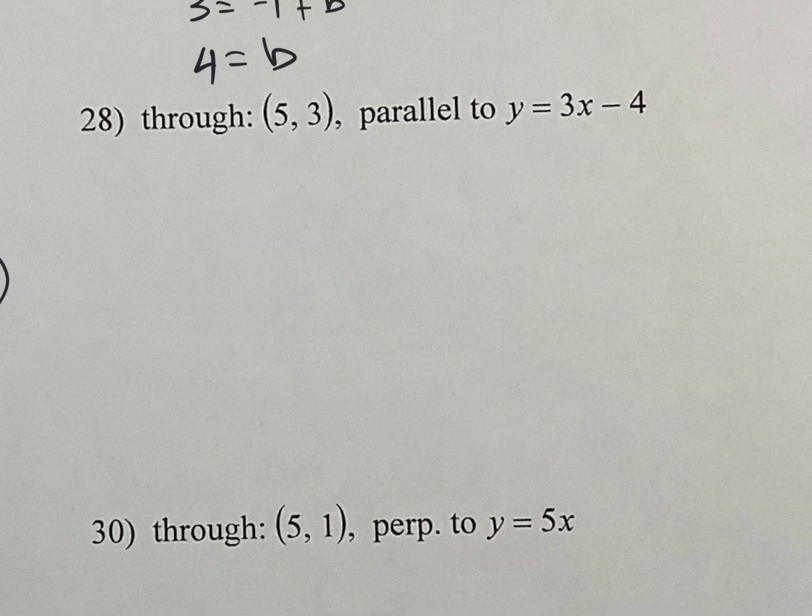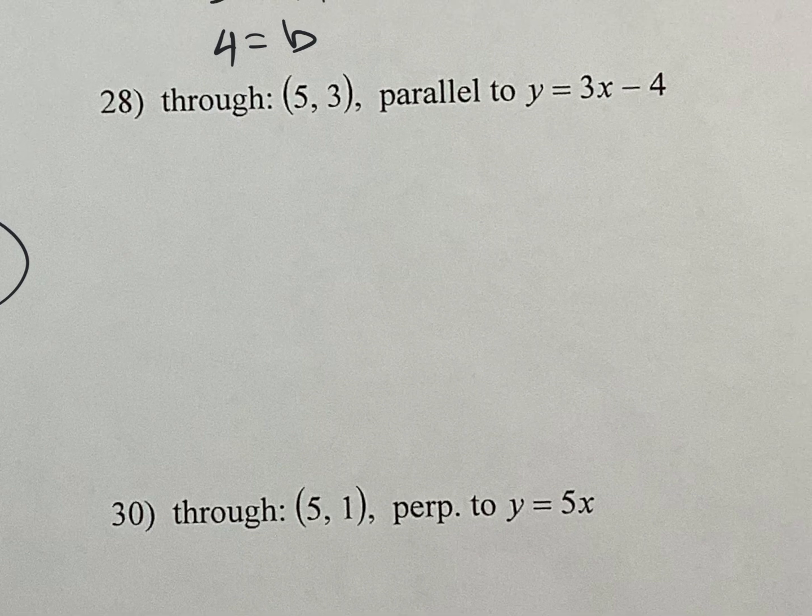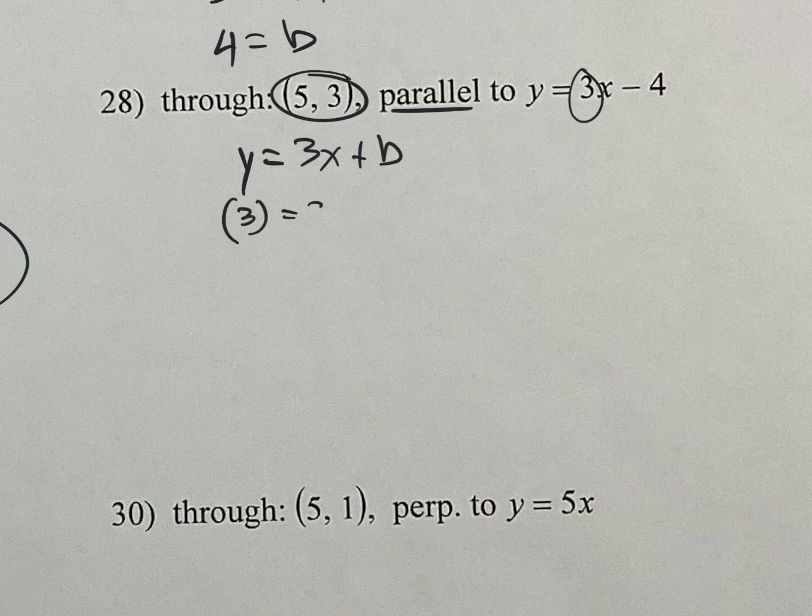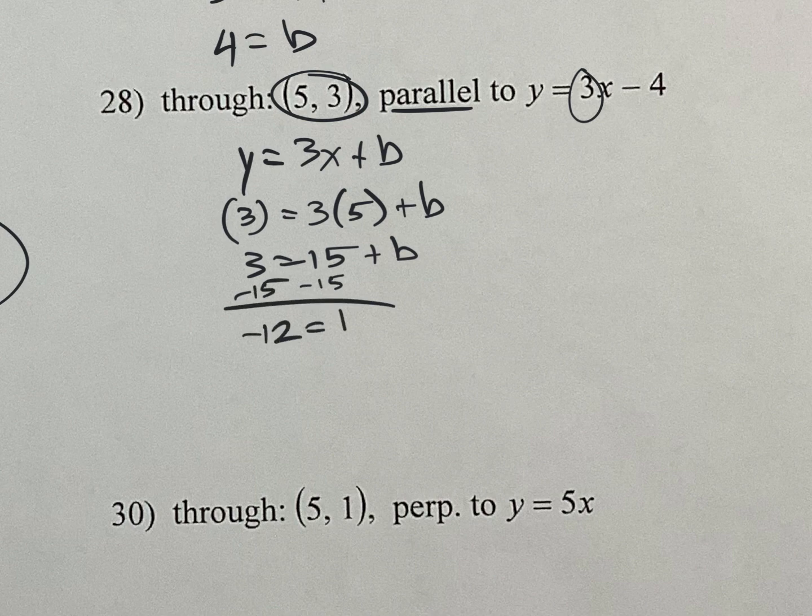Number 28. There's our slope. Now, pause it and try to figure out the whole thing. Okay, so y equals 3x plus b. Substitute 3 for y, 5 for x, and then we solve for b. So y equals 3x minus 12.